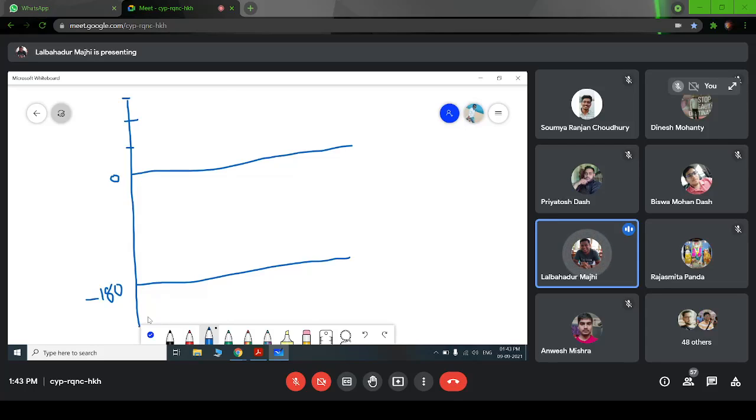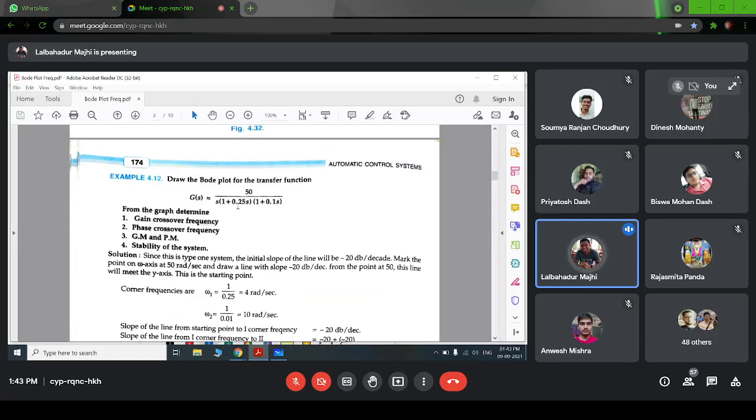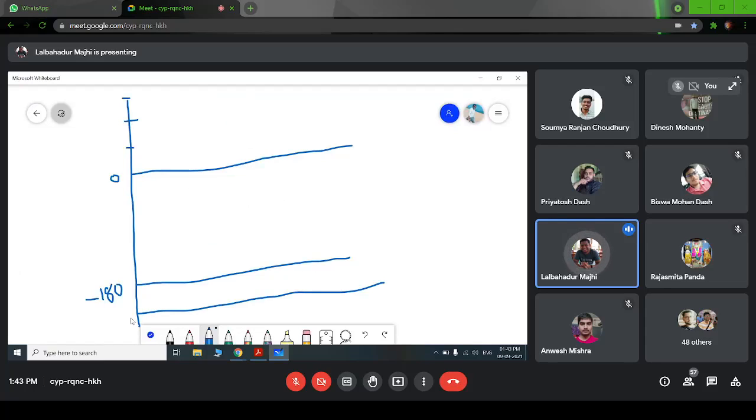So our corner frequencies are 4 and 10, right? I am going to start with frequency 1, 10, and 100. So this is our frequency omega.